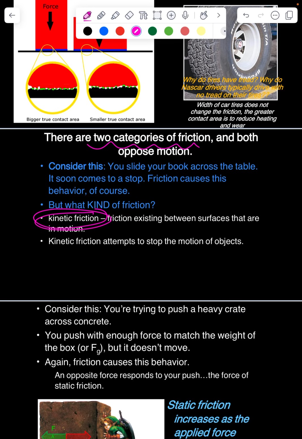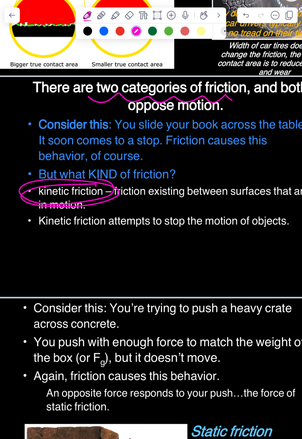But we have also seen an example, several times, where we had an object on an inclined plane that was not moving. Whenever we draw the free body diagram, we know gravity goes straight down.